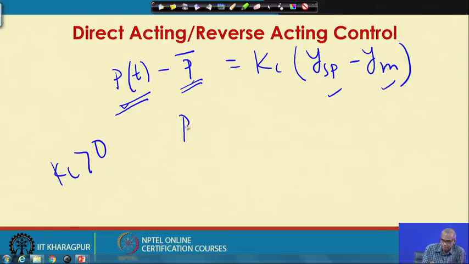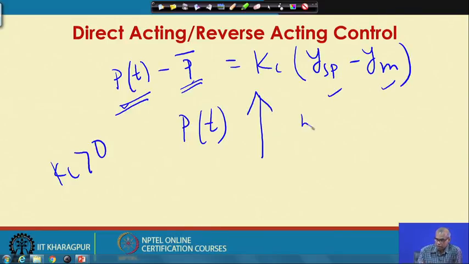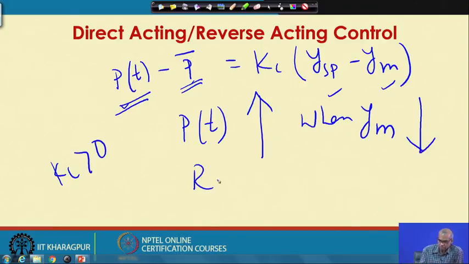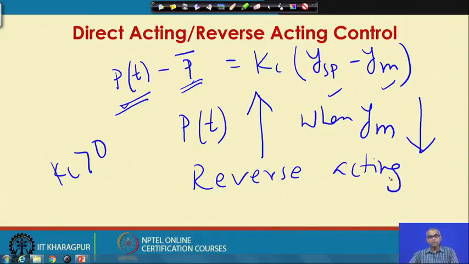If the output of the controller increases when the measured value or the input decreases, we call this reverse acting. So, reverse acting control is when the output of the controller increases when the measured value or the input decreases.